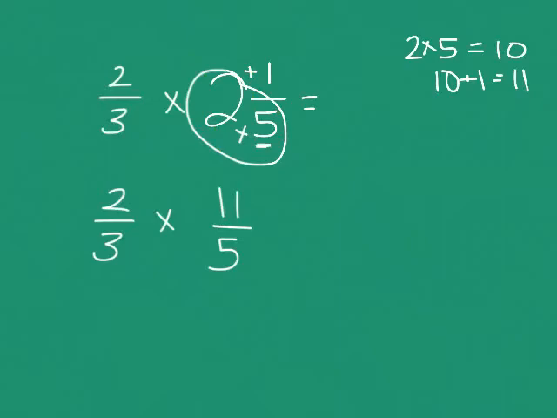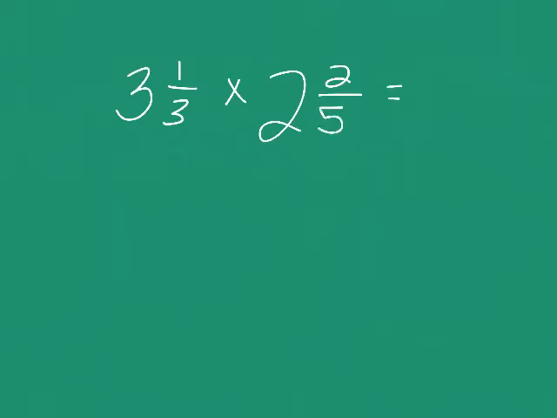Now we have two fractions. We know how to multiply two fractions. 2 times 11 is 22. 3 times 5 is 15. That's an improper fraction. So 15 goes into 22 once, and we have 7/15 left. That is how we multiply a mixed number and a fraction.